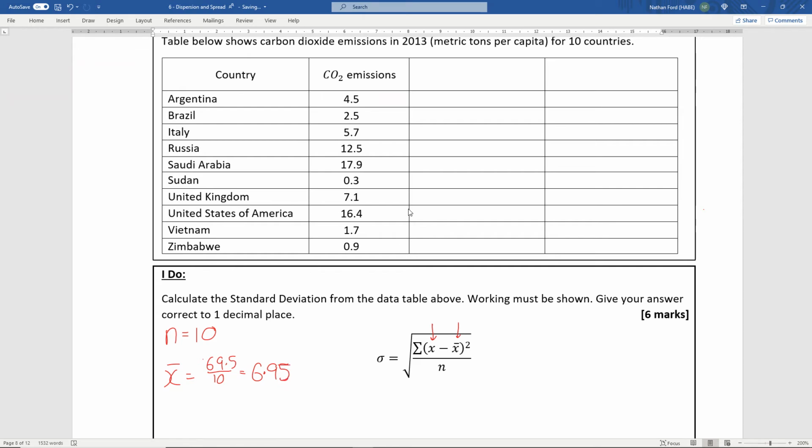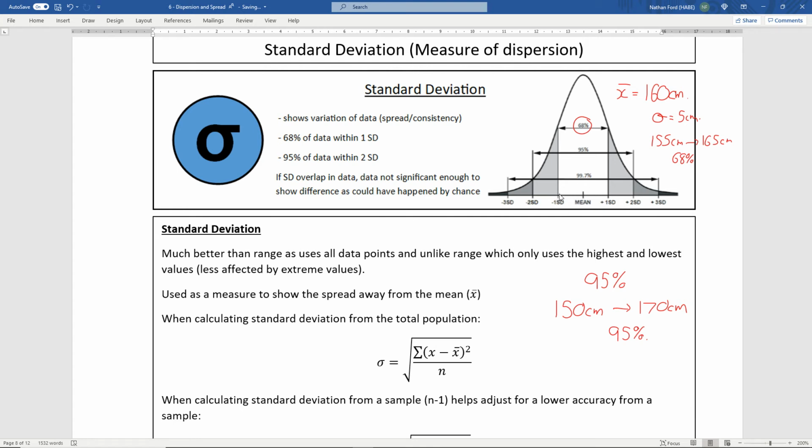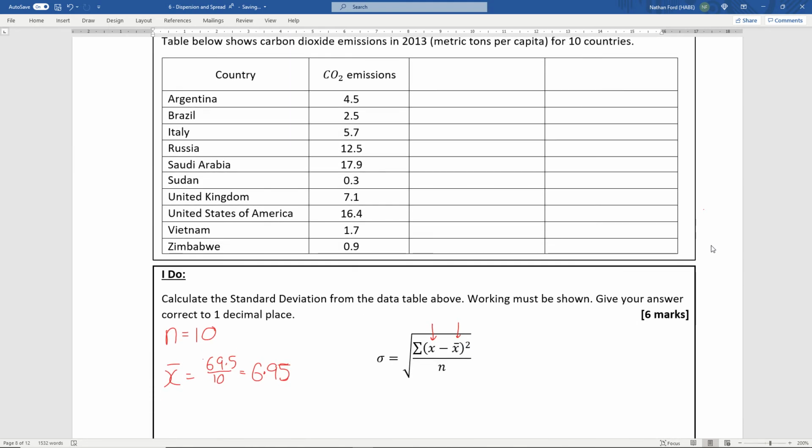Okay, so remember, standard deviation is the difference from the mean. Let's look back at that slide, this piece up top. Standard deviation is how far away from the mean your data is. Keep that in mind, it's going to help you remember what we have to do next, because we need to find the difference from the mean for each result. Remember, the mean is 6.95.